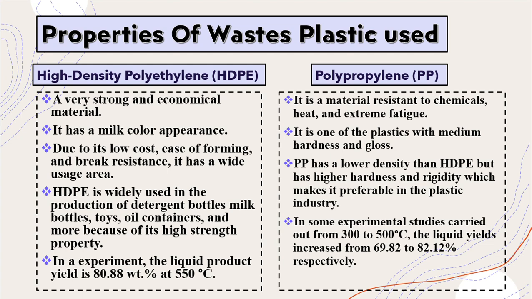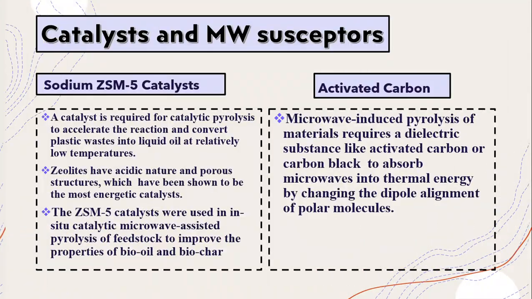80.88% at 550 centigrade. In the case of polypropylene, it is a material resistant to chemicals, heat, and extreme fatigue. It is one of the plastics with medium hardness and gloss. PP has a lower density than high density polyethylene but has higher hardness and rigidity, which make it preferable in the plastic industry. In some experimental studies carried out from 300 to 500 centigrade, the liquid yield increased from 69 to 82.12% respectively.